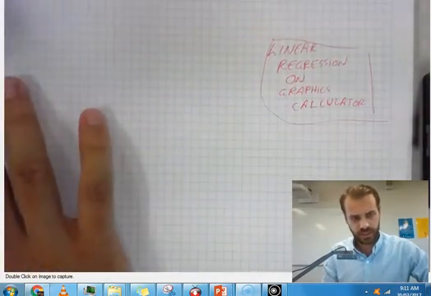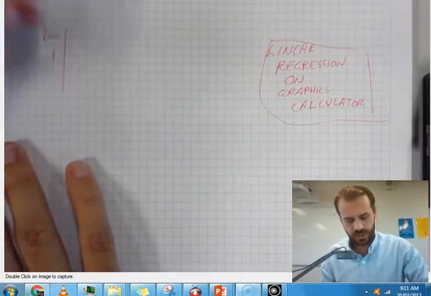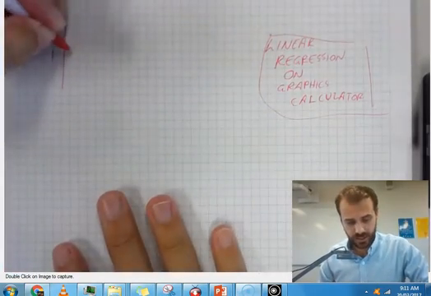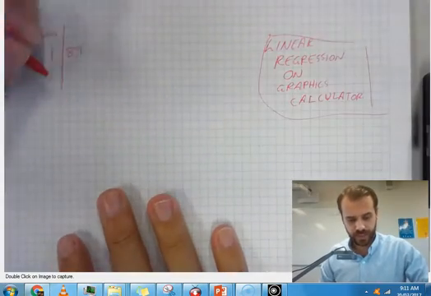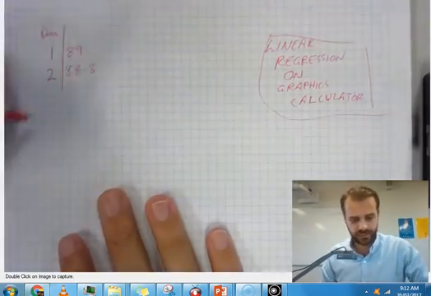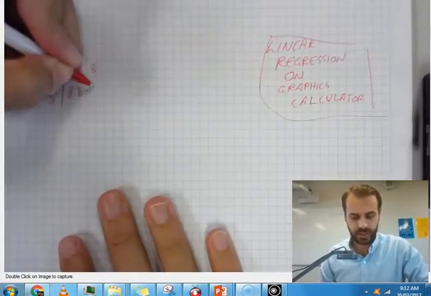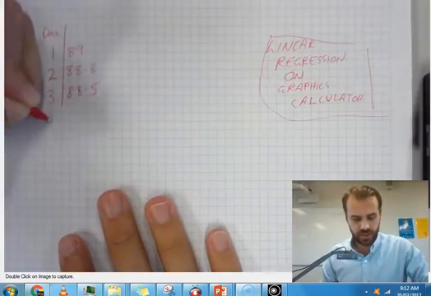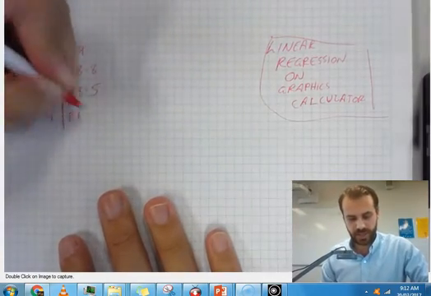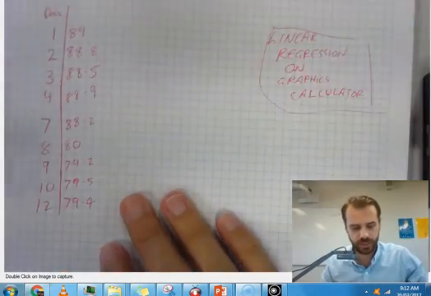So at the start, on day one, I weighed something like 89 kilos. And on day 2, I weighed something like 88.8. And on day 3, I weighed something like 88.5. On day 4, I went back up to 88.9. You get the basic idea. So there's a little more data there.